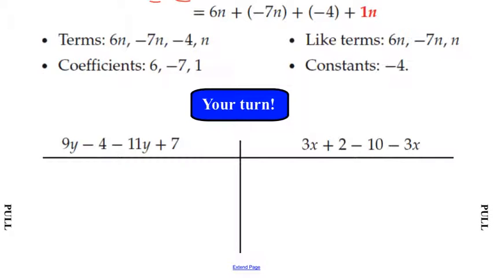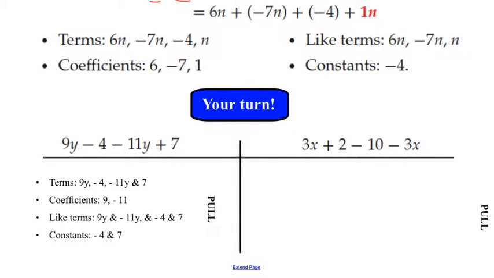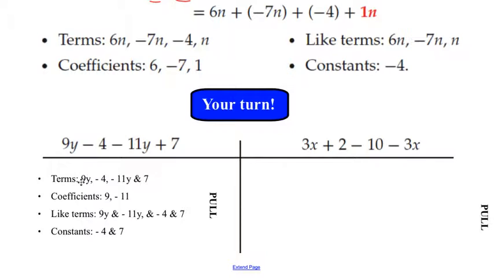All right, hopefully you went ahead and did that. So we have 4 different terms, 9y, minus 4, minus 11y, and 7. The coefficients are the numbers in front of the letters, which would be 9 and negative 11. The like terms are 9y and minus 11y, but the 2 constants, minus 4 and 7, are also like terms. So that was a little bit tricky. Hope you caught that. The constants are both negative 4 and 7. Remember, all constants are like terms.